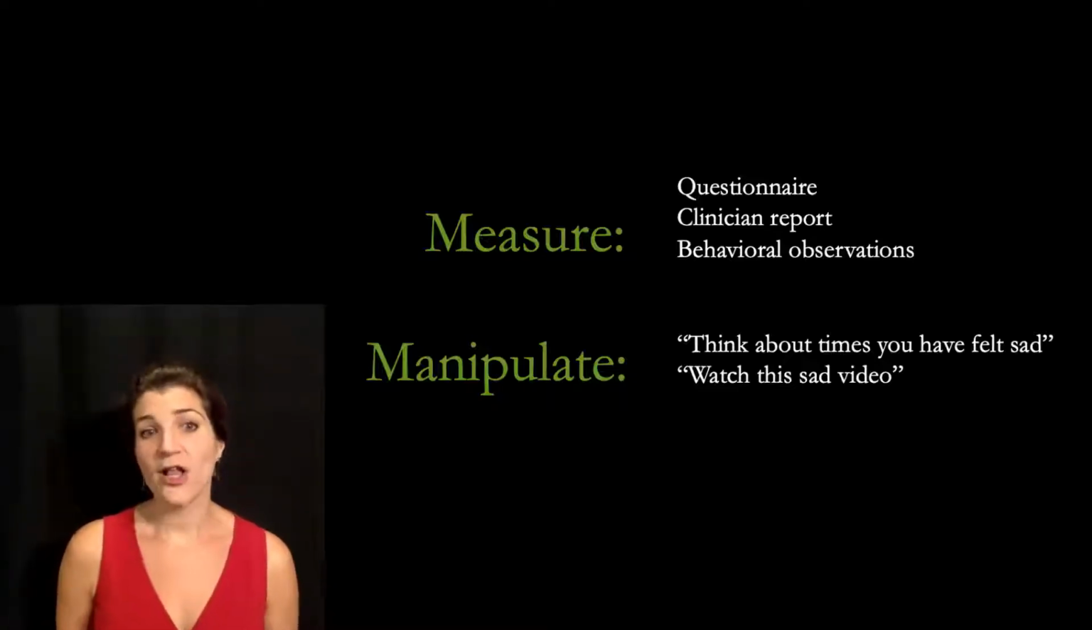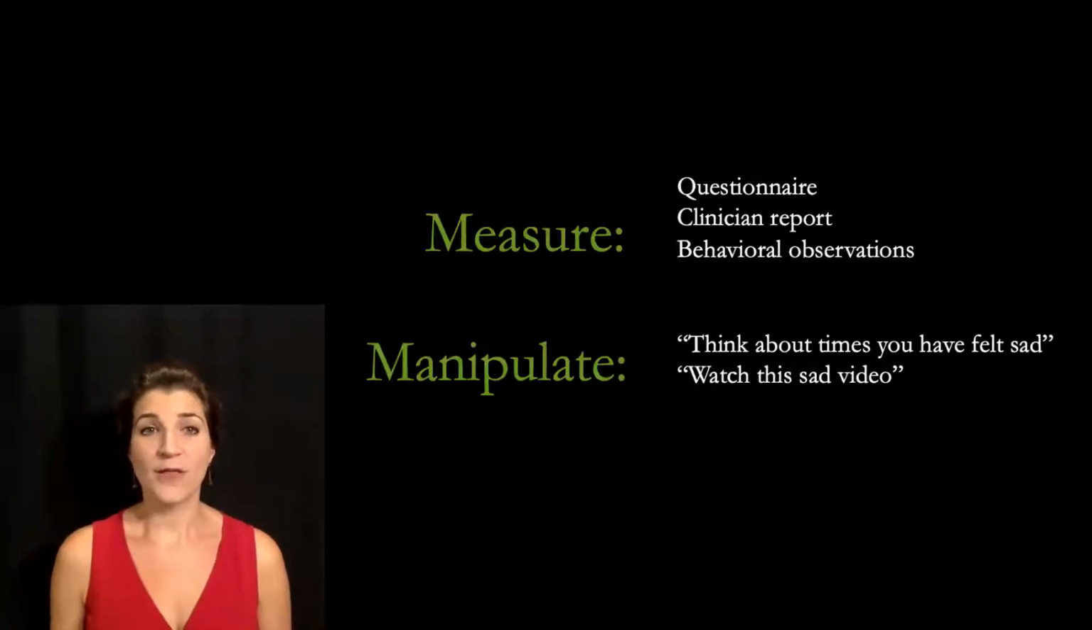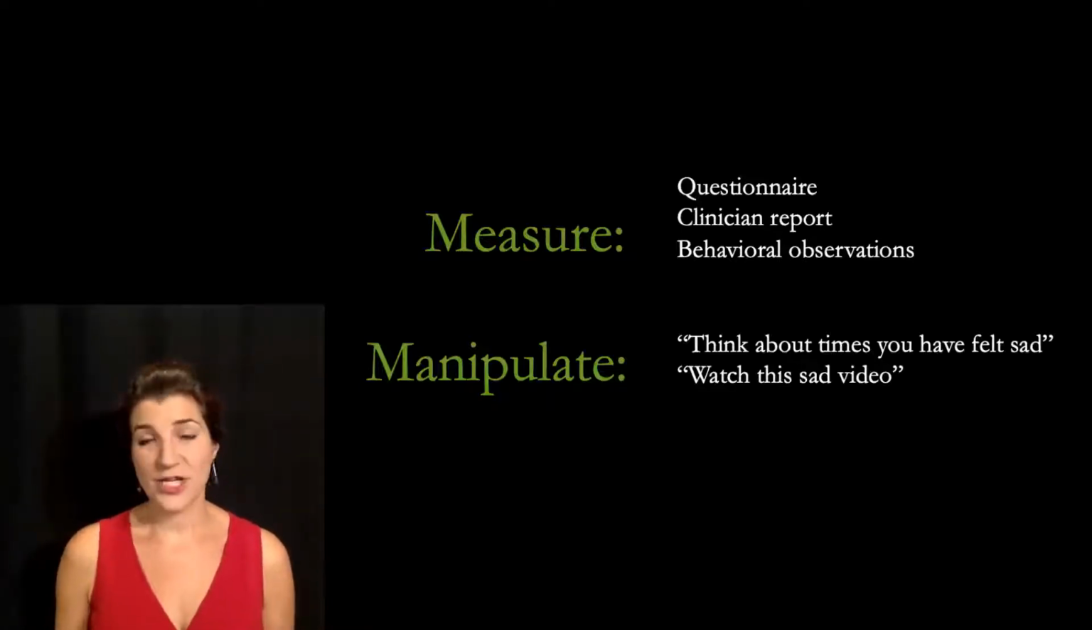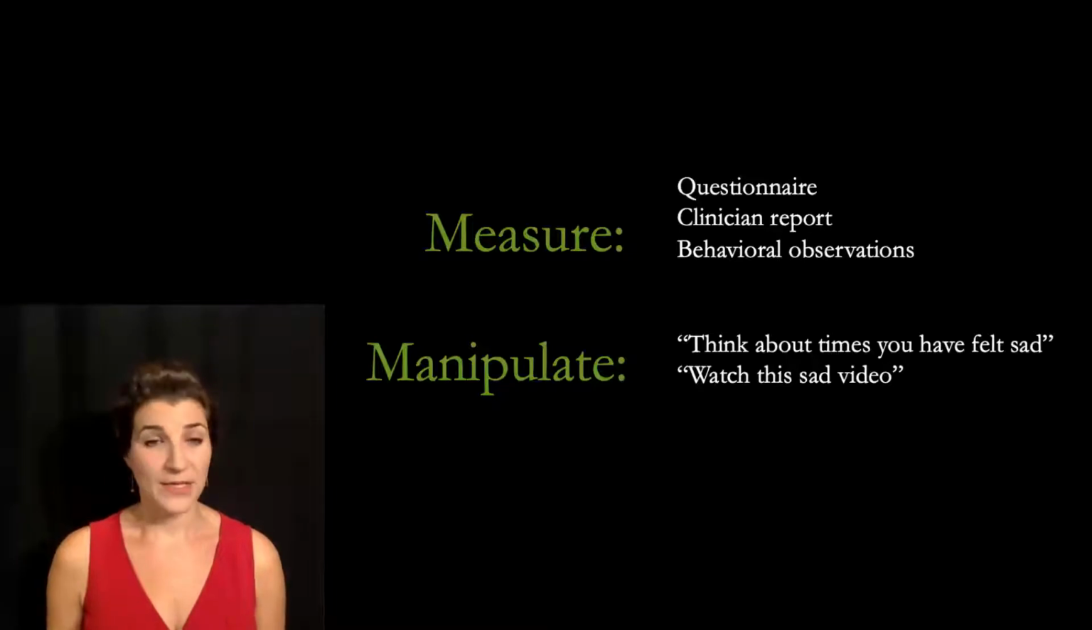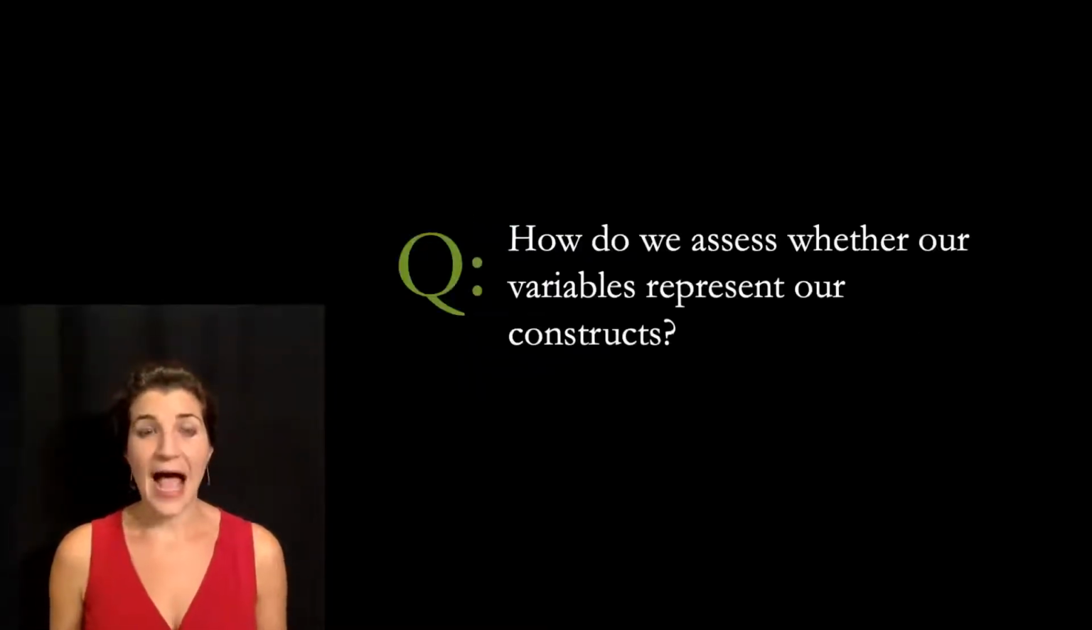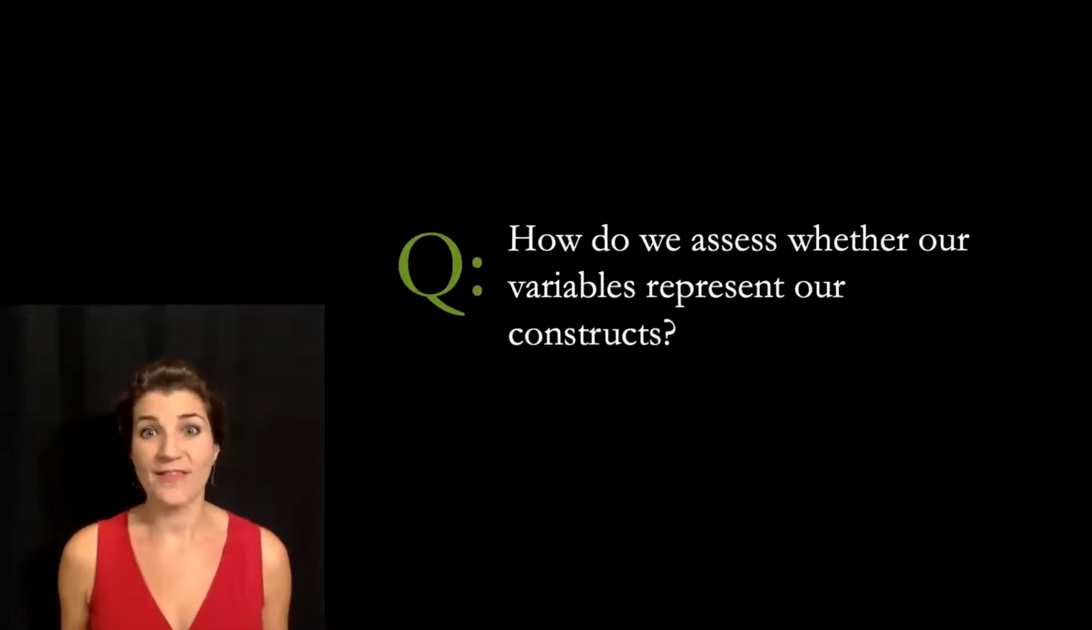So the Flake et al. article that you read for today dealt with issues related to measurement, and the Chesker and Lasko article dealt with manipulation. We'll talk about them both. And the question that we are going to try and tackle is, how do we know whether the variables that we are measuring are actually measuring what we think they are? How do we know whether our manipulations are working?